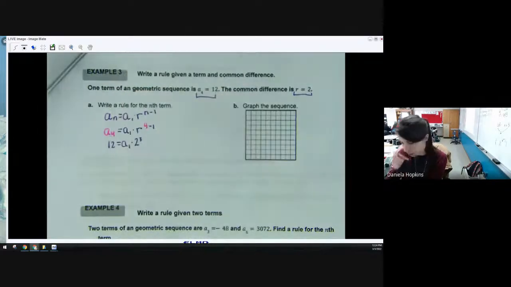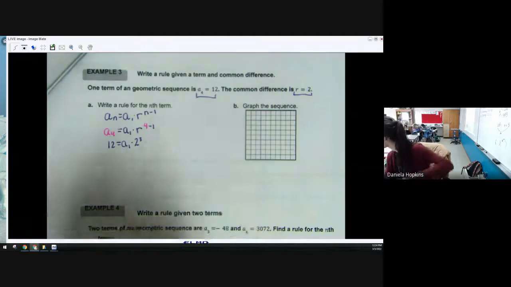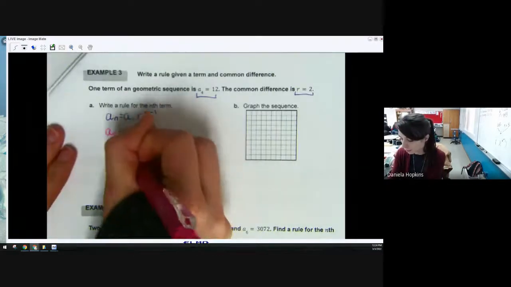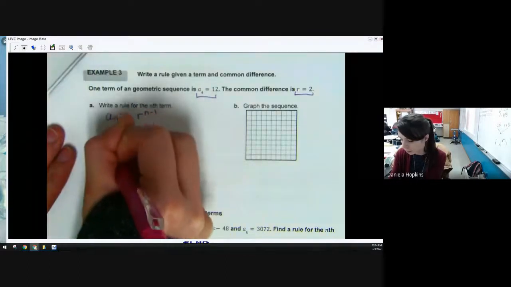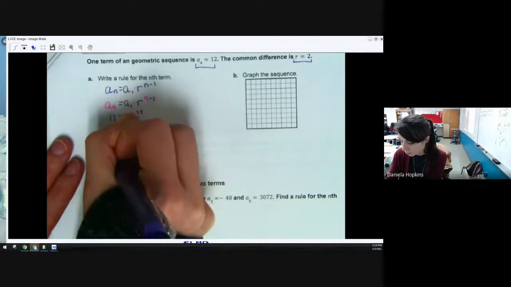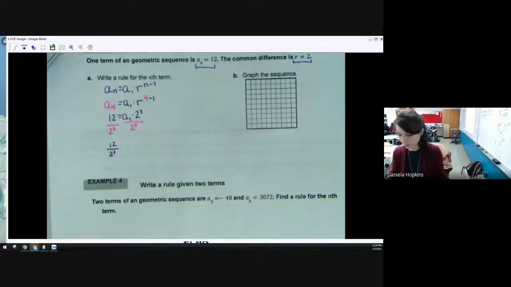How would I solve for a1 here? What operation could I use to solve for a1? Divide. Yeah, I'm just going to divide it. I'm not even going to overthink it. I'll even leave it as a 2 to the third. So you can do 12 divided by 2 to the third, and you should get a decimal, which I'm betting this calculator won't give me.